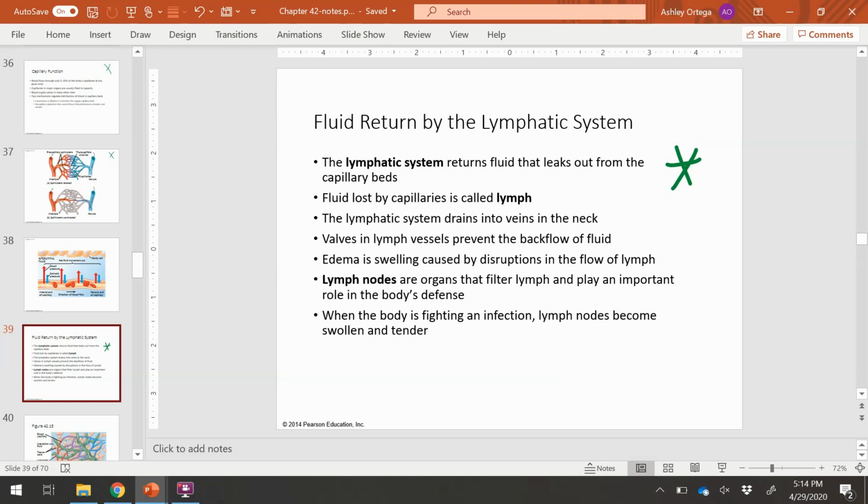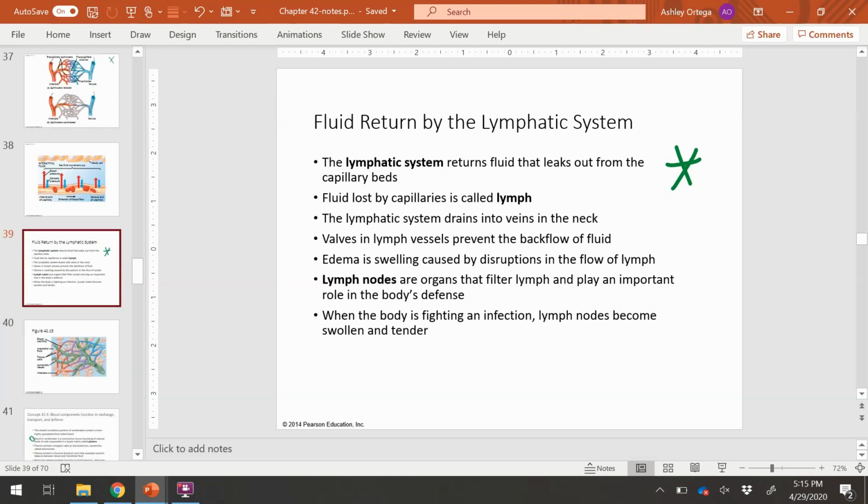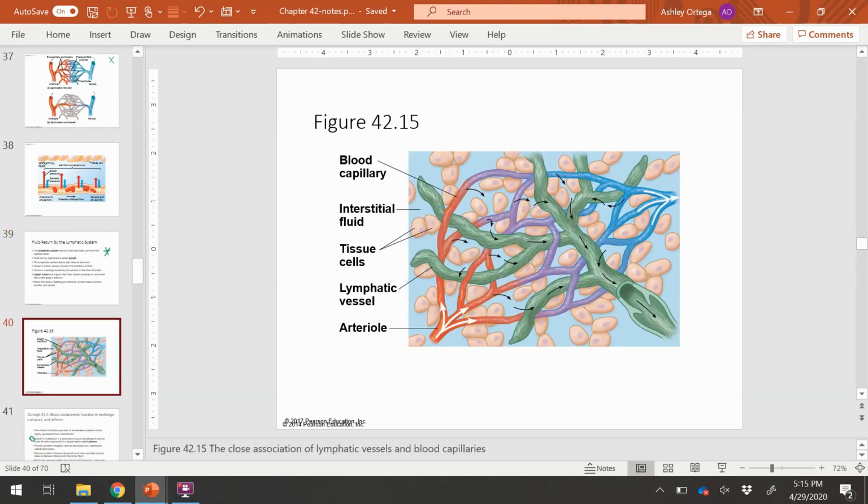And so here you can see the lymphatic system drains into veins in the neck, where they also have valves that prevent backflow of fluid. And so any swelling caused by disruptions of the lymph flow is called edema. Lymph nodes are going to play a role in filtering this and in defense. And so here you can see a diagram of how that lymphatic system will collect and then return the blood and other blood materials back to the circulatory system.